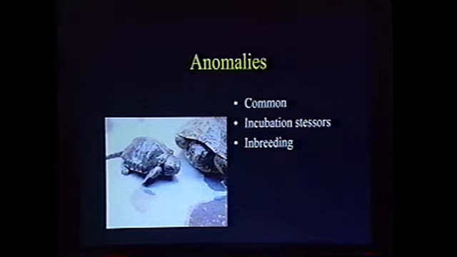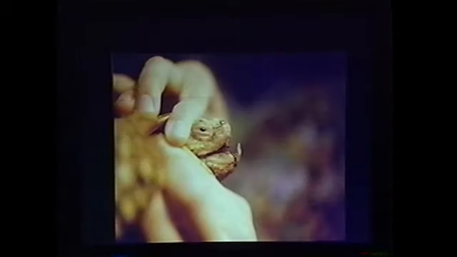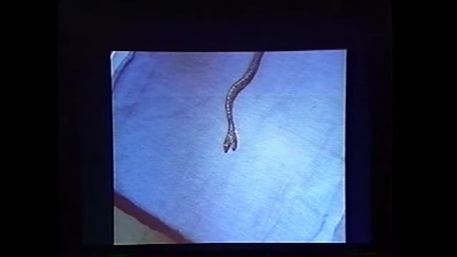Inbreeding can produce anomalies as well. Prognathism in a tortoise, two-headed snake.